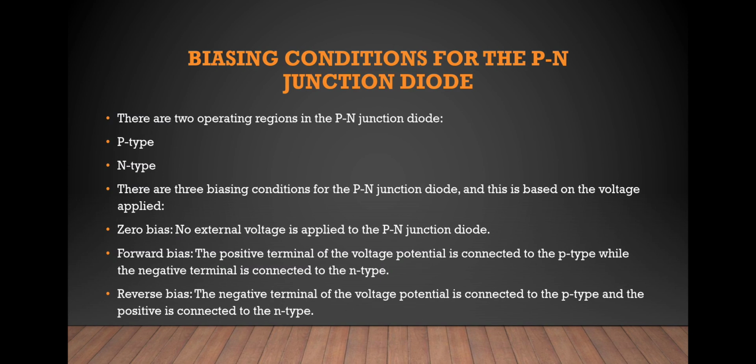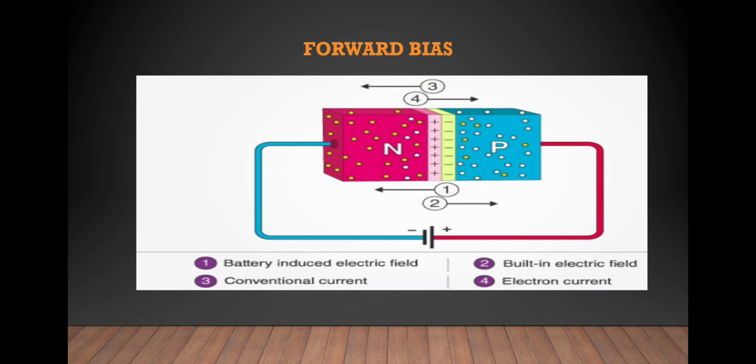Zero bias: no external voltage is applied to the diode. Forward bias: the positive terminal of the voltage potential is connected to the P-type, while the negative terminal is connected to the N-type. Reverse bias: the negative terminal of the voltage potential is connected to the P-type and the positive is connected to the N-type.